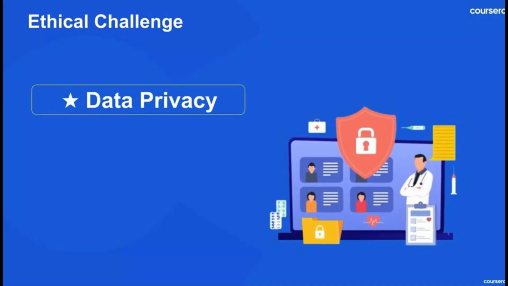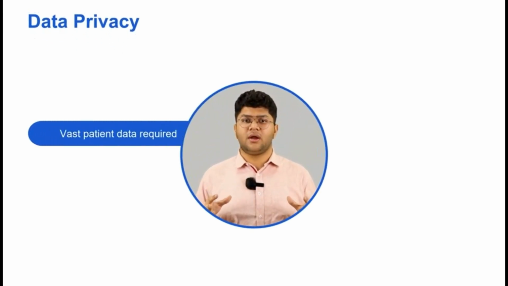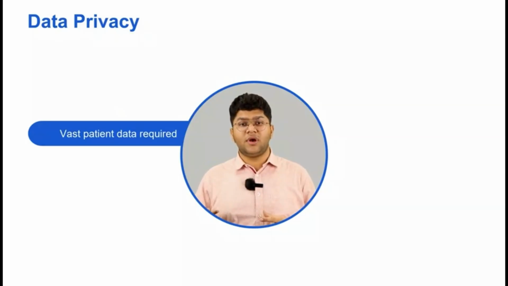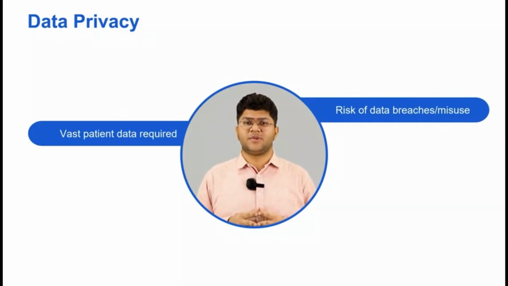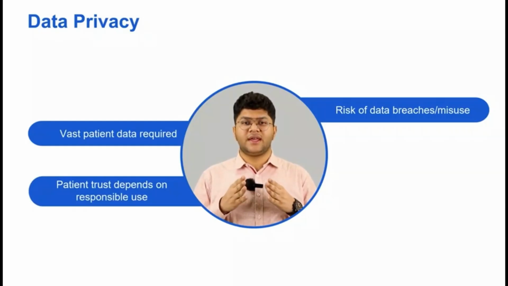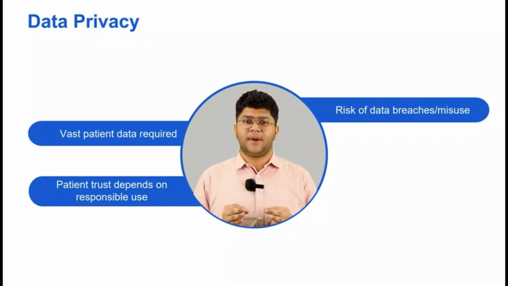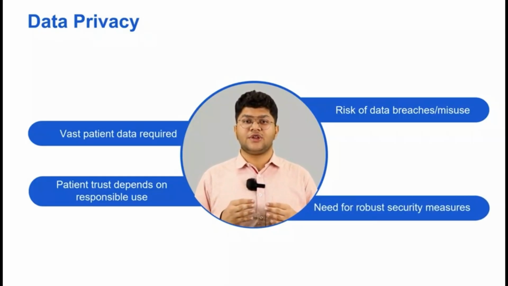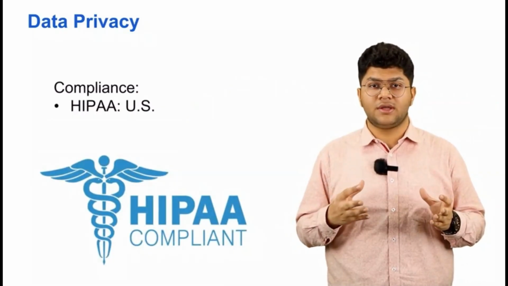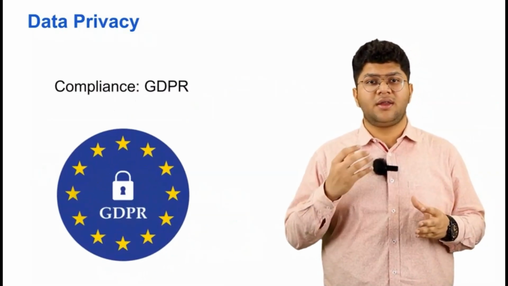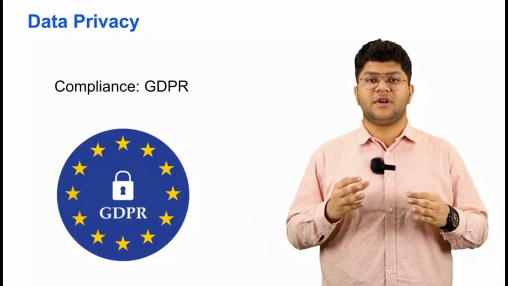However, alongside these technological breakthroughs have come ethical challenges that healthcare providers and AI developers must navigate. One of the most significant concerns is data privacy. AI systems require vast amounts of patient data to function effectively, but the more data they collect, the greater the risk of breaches or misuse. Patients need to trust that their sensitive health information will be safeguarded and used responsibly. Implementing robust data security measures and ensuring compliance with healthcare privacy laws like HIPAA in the US or GDPR in Europe is essential to maintaining patient trust.